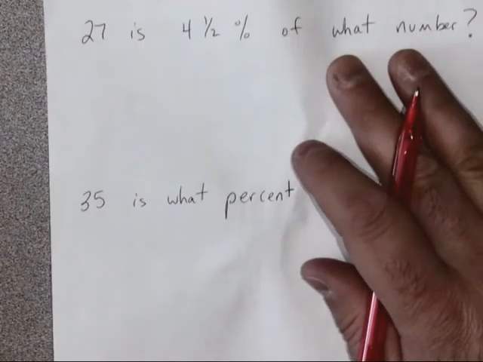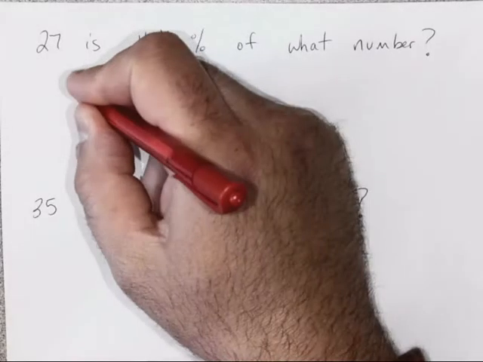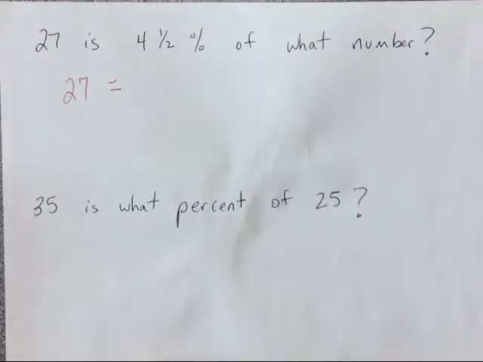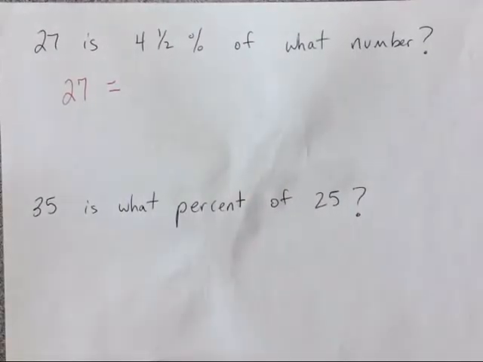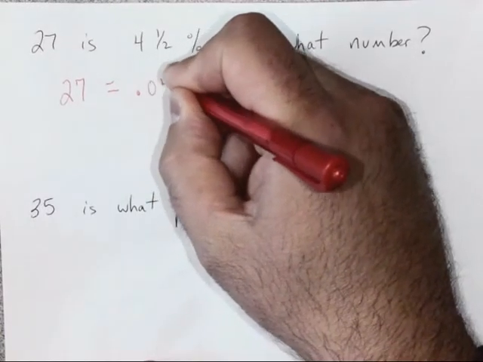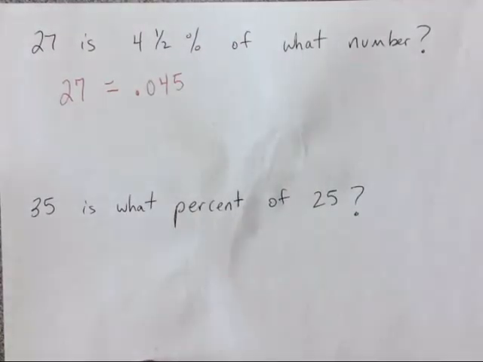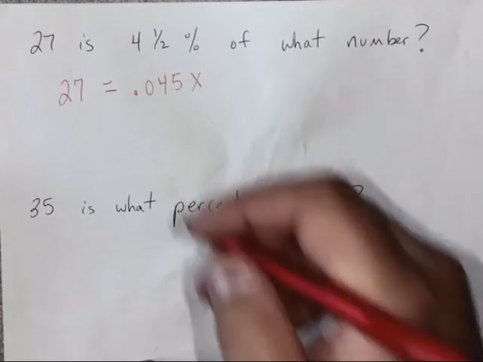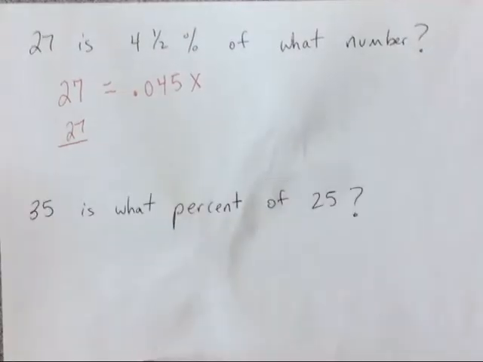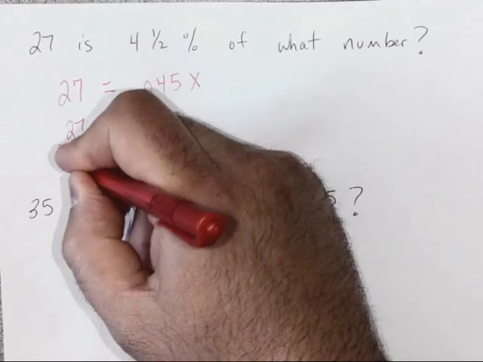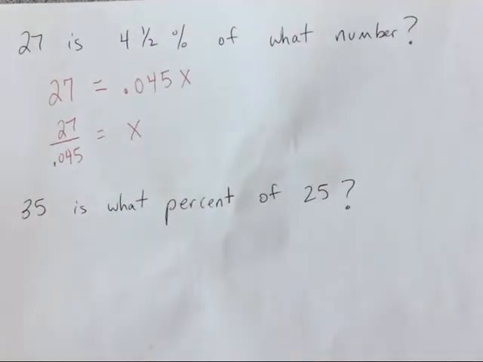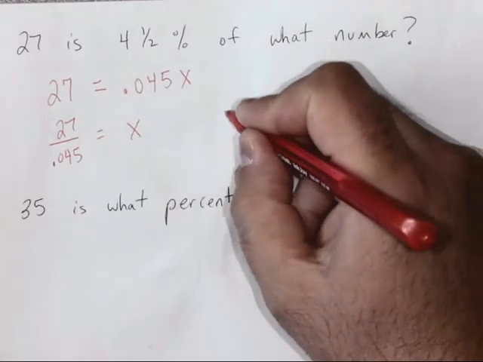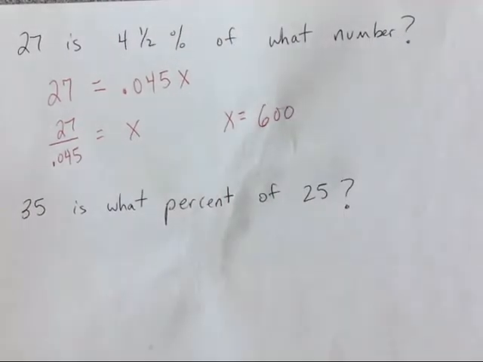Two more examples here. 27 equals 4.5% of what number? So 4.5, and then we want to write that as a decimal. So move the decimal place to the left 2 places. So 0.045 of what number? So times x. So then divide the number opposite x by the number that's in front of x. So 27 divided by 0.045 is 600. So we get 600.